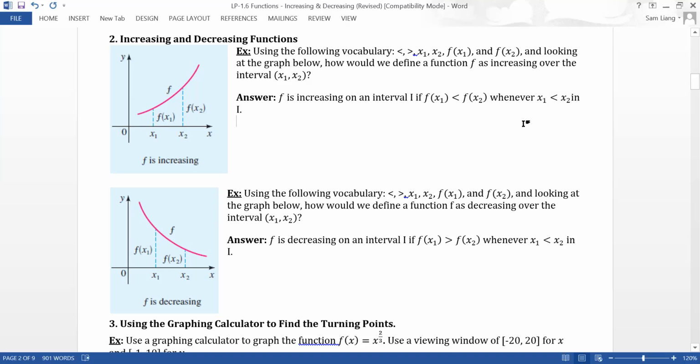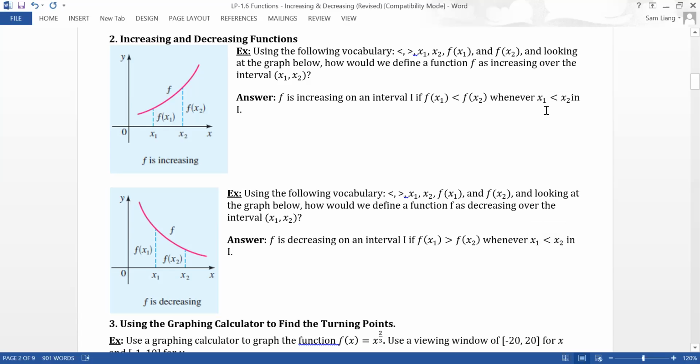All right, same thing for decreasing. Well, a little different, but same notation. F is decreasing on an interval I if f of x1 is greater than f of x2 whenever x1 is less than x2. So note that x1 is still less than x2 here, right? So that matches up with the increasing definition.